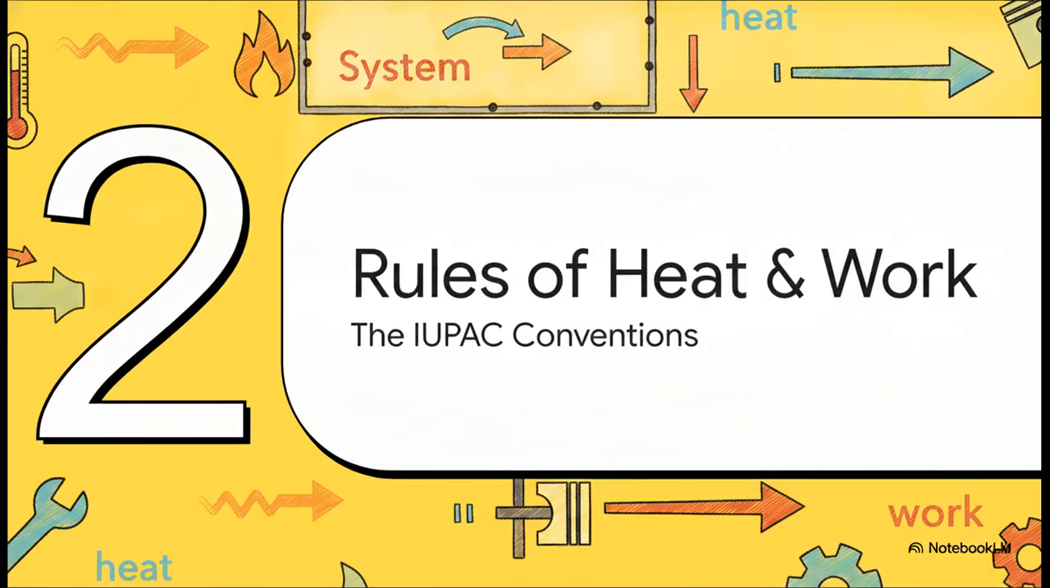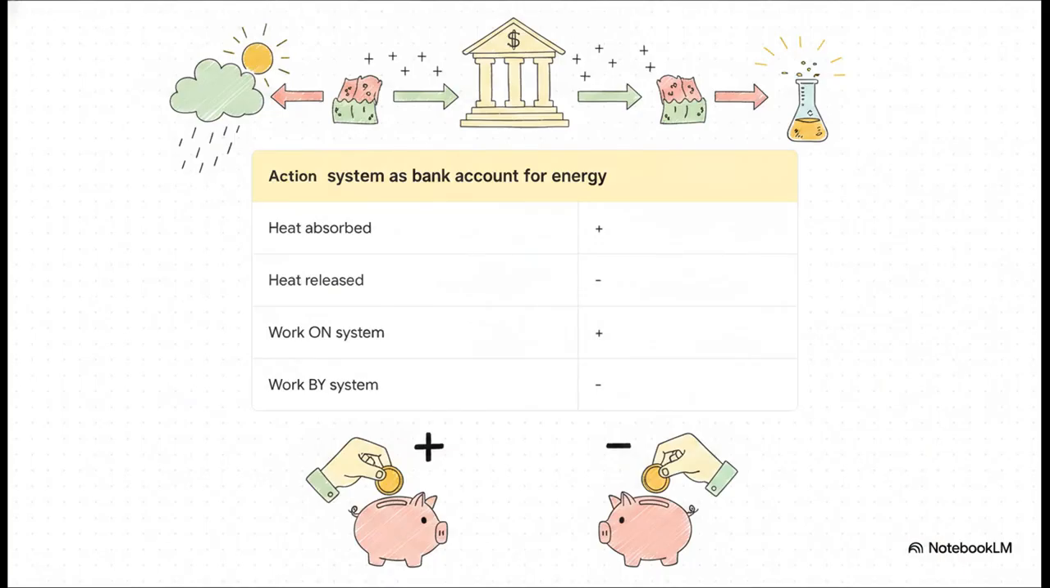Section 2. Rules of heat and work. The IUPAC conventions. Okay, so we've got our system defined. Now we need to know the strict banking rules it plays by when it's trading energy with its surroundings. Just think of your system like a bank account for energy. We mainly track this energy as heat and work, and the IUPAC conventions make this beautifully simple.